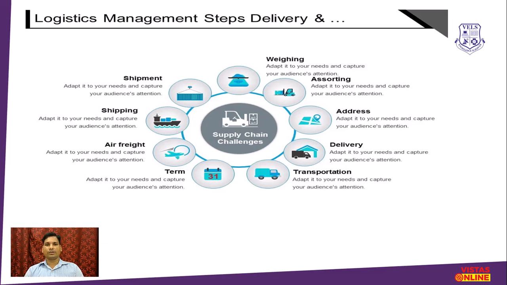Here, logistics management works step by step. First, we need to know the weightage of the product: what the product is and where we are going to get it. Is it only one product or multiple varieties? If there are multiple varieties, we need to assort them. When assorting, you come to know what you need to keep first and what you need to keep last. Here we are also capturing the audience's attention.